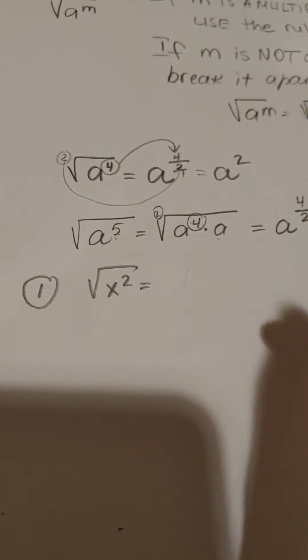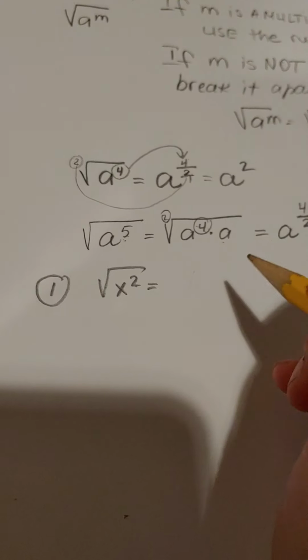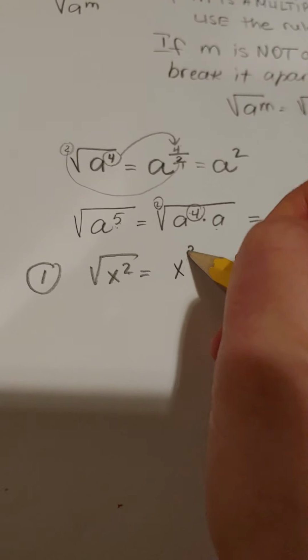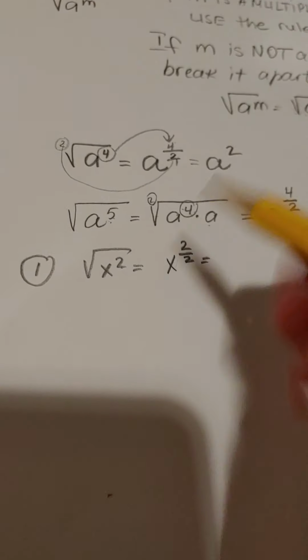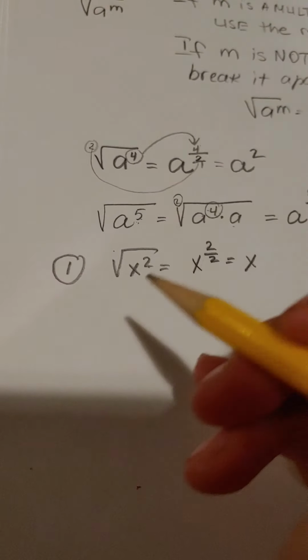So we're dealing with the first rule because 2 is the multiple of 2, okay? So it's x to the power 2 over 2. 2 from here, 2 from there. So it's x. The answer is x.